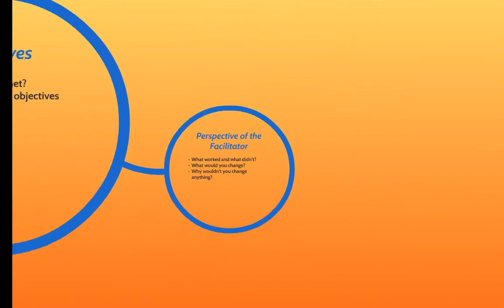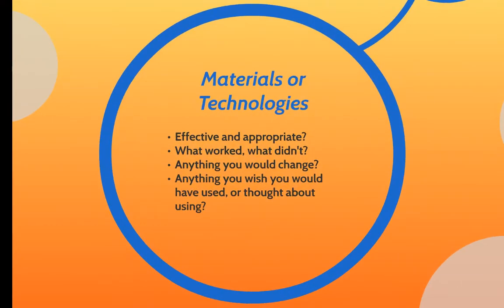The next section, materials or technologies. Were the materials or technologies effective and appropriate? Once again, what worked and what didn't work? Did you plan to use a certain piece of technology and, as we know, technology can sometimes not work when you want it to? Did you have a plan B?